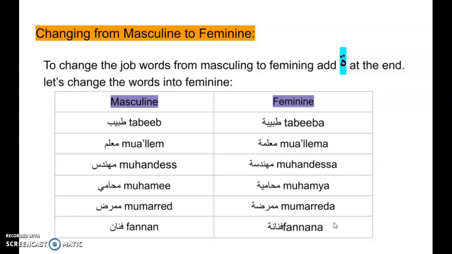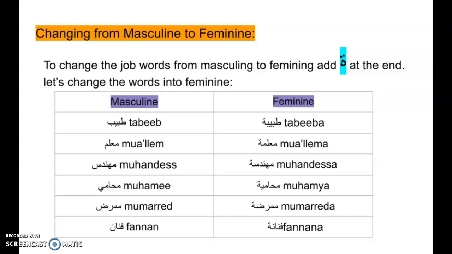So you notice, boys and girls, that every time I do not add the A at the end, or the silent ta in Arabic, I am talking about a male, a profession given to a male. And when I'm saying the A at the end, it is a profession that I am giving to a female, you know? And then I say huwa. Huwa is for male. Hiya is for female. Huwa tabib. He is a doctor. Hiya tabiba. All right, boys and girls.